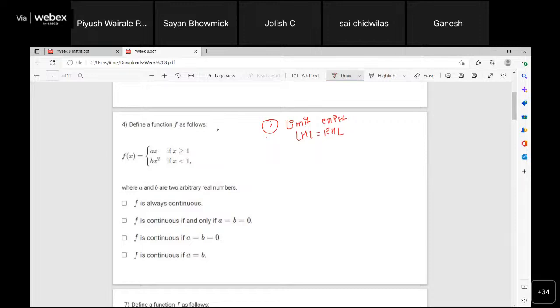Now let us find the left hand limit first. Limit x tends to 1 of bx square, right? What is the answer here? You can simply put 1, that is b. Now what is my right hand limit here? Limit x tends to 1 of ax. That is my a. In order for this function to be continuous, my first condition is that the left hand limit should be equal to the right hand limit. So I can say a must be equal to b, right? Yes, sir. This is the first condition.